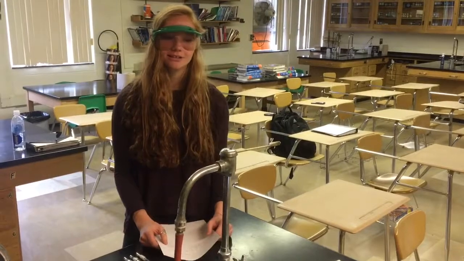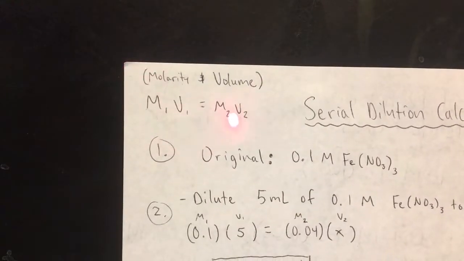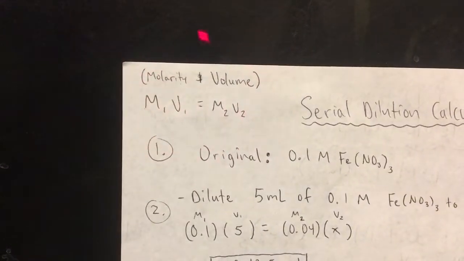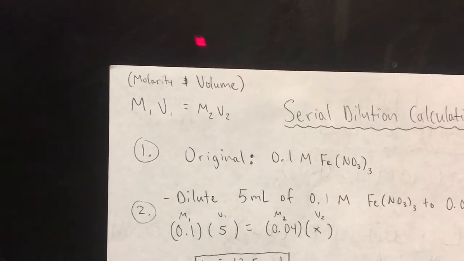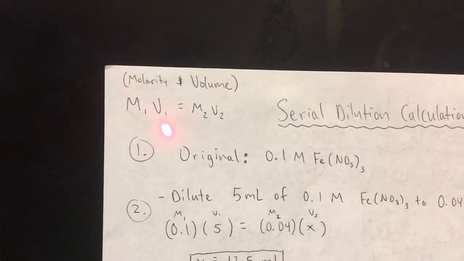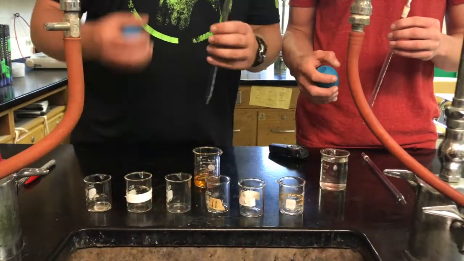Some calculations allow us to show you just how serial dilutions work from a mathematical analysis point of view. From previous labs, we know that molarity, or concentration, of a solution is dependent on the volume of the liquid and the mass of the solute. By multiplying mass times volume, we get our molarity. Wait, that's wrong.